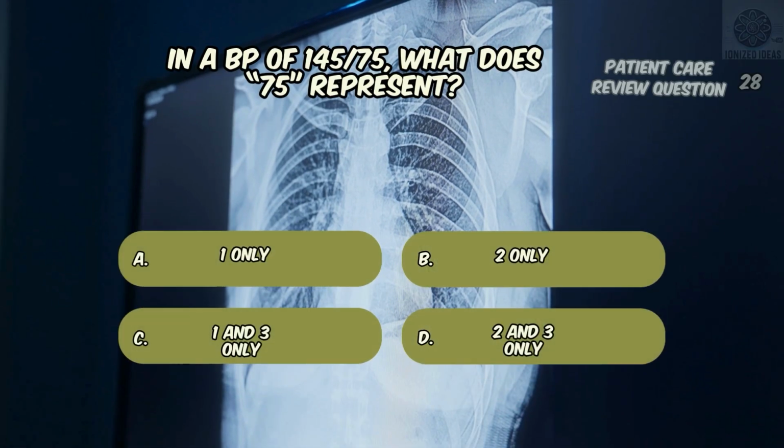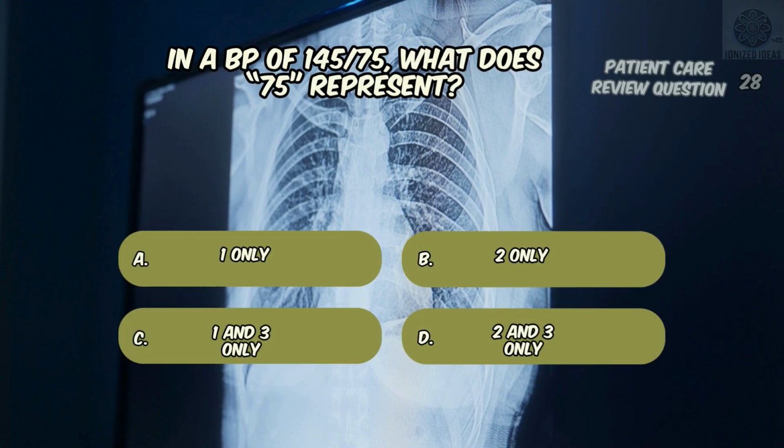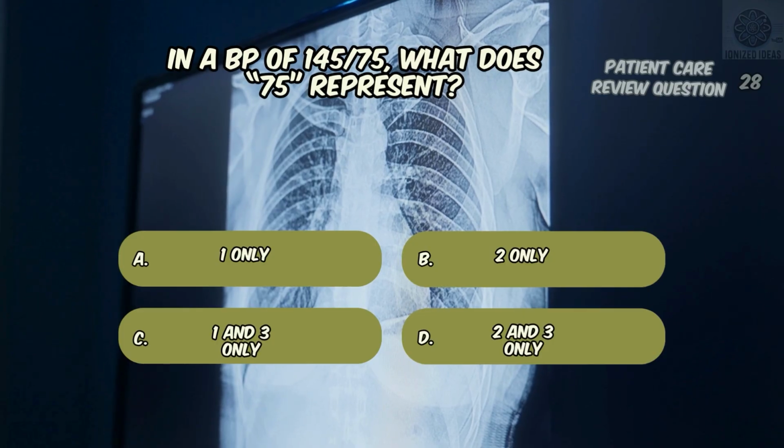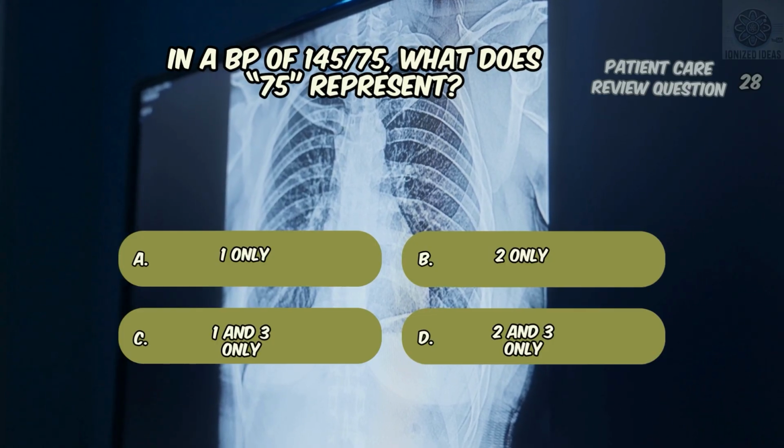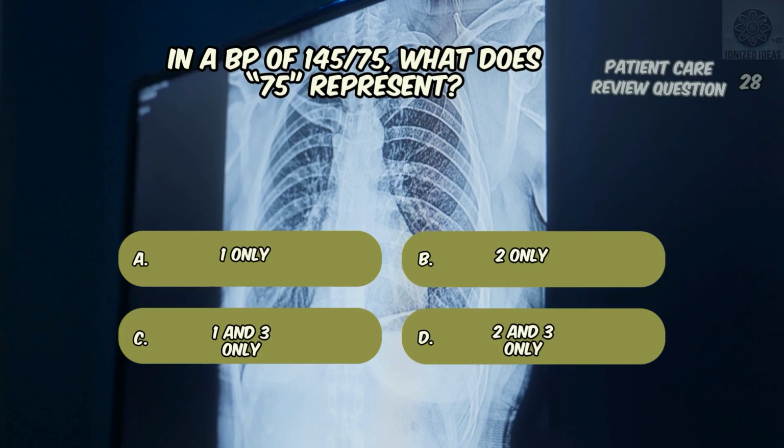In a BP of 145/75, what does 75 represent? A. 1 only, B. 2 only, C. 1 and 3 only, D. 2 and 3 only.